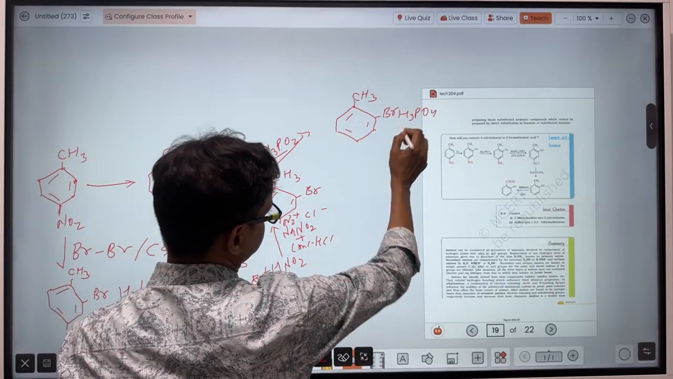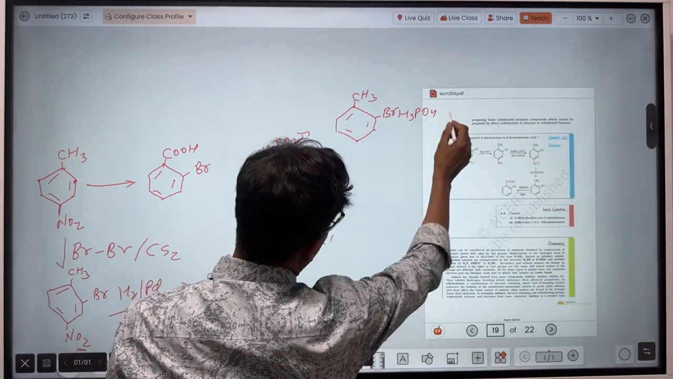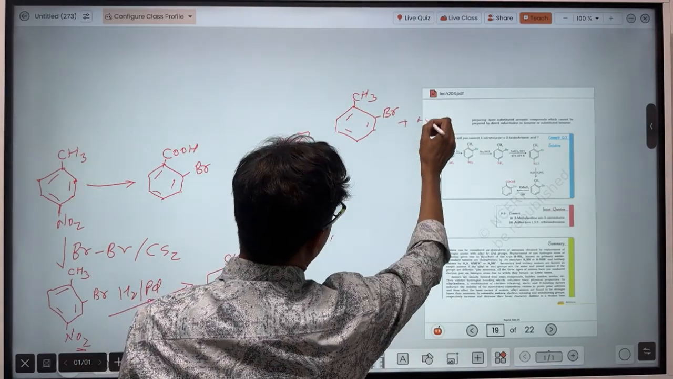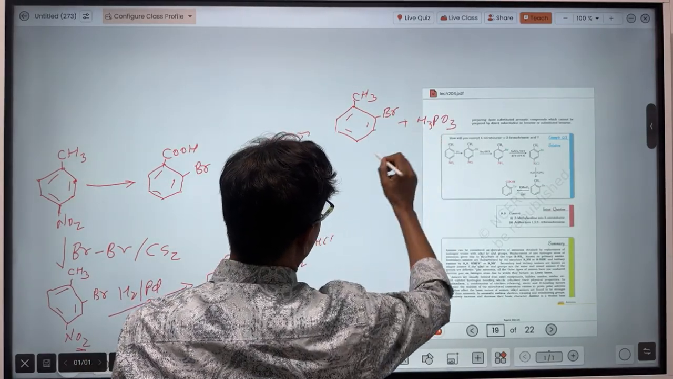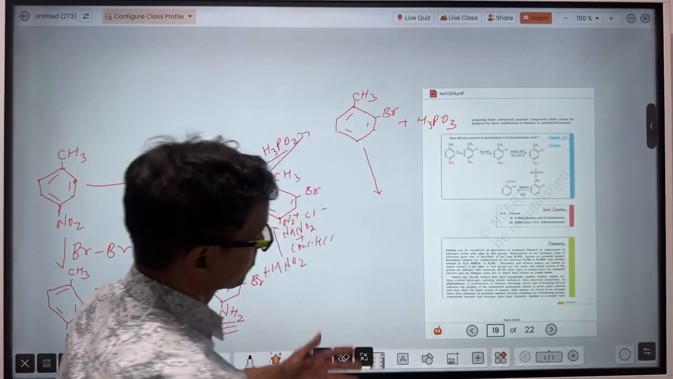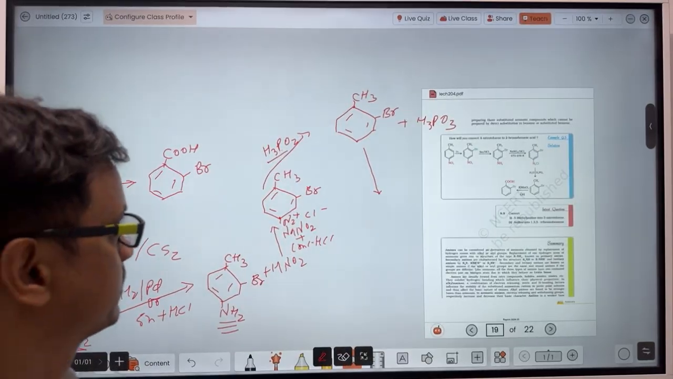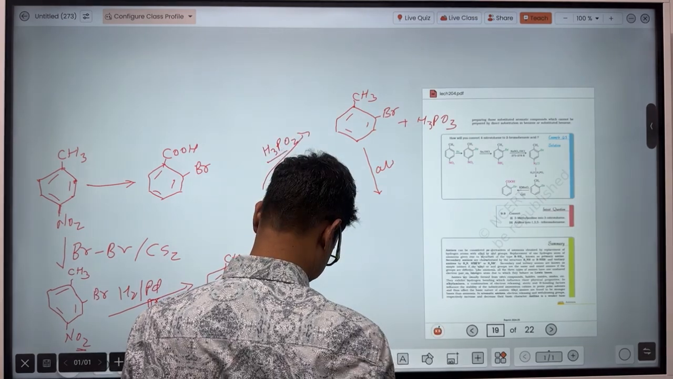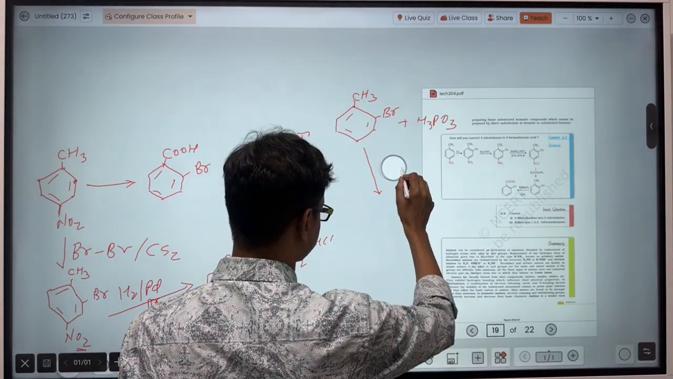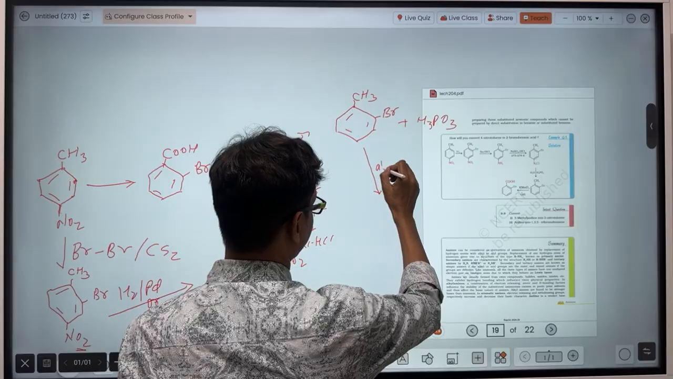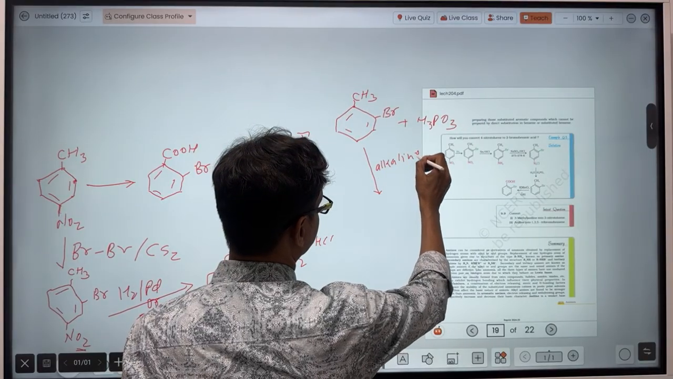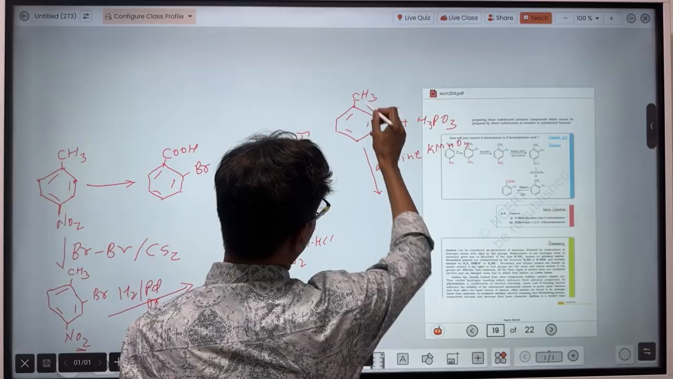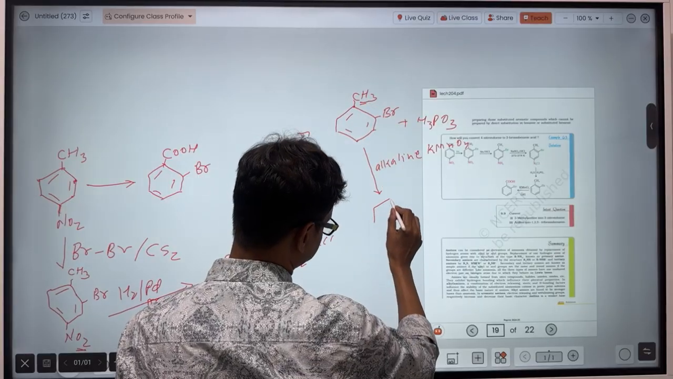Then after this, take a strong oxidizing agent like alkaline KMnO4. So with alkaline KMnO4, this CH3 is converted to COOH.